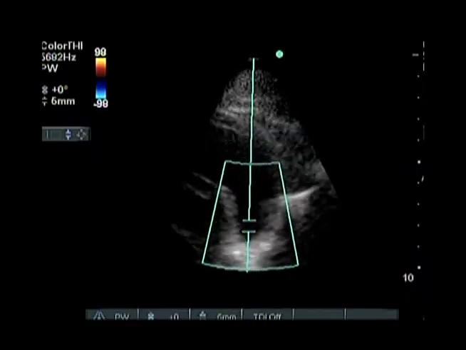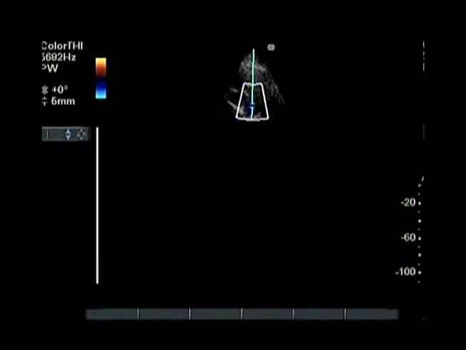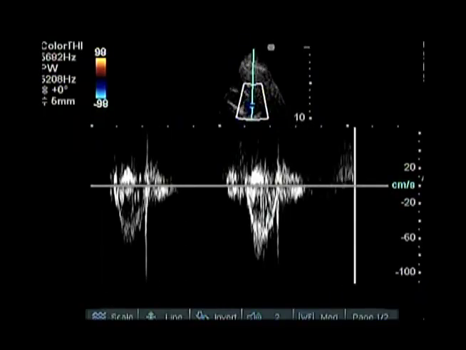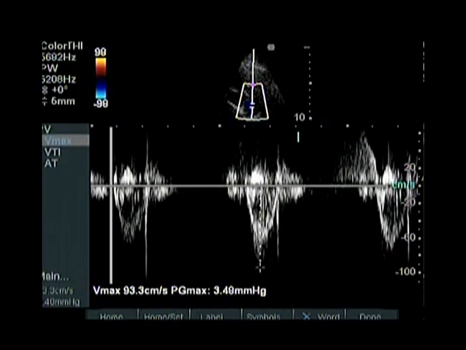Clinically significant insufficiencies cause enlargement of the chamber the blood volume is leaking into. Insignificant valvular insufficiencies, such as this one at the pulmonary valve, are common.